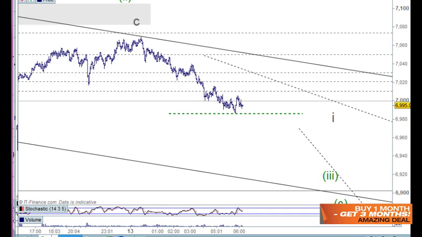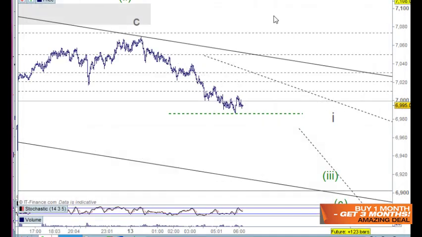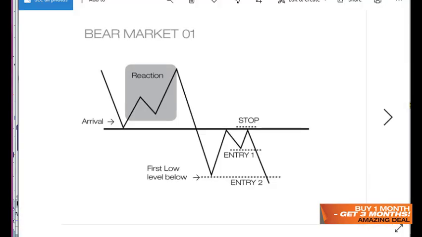So what we also need to do now is think, we've always been thinking in terms of this pattern here, looking to the upside because we've been in a bull market. So we need to do that in reverse now. So we'll be looking at it like this. This is really the first low below the level.